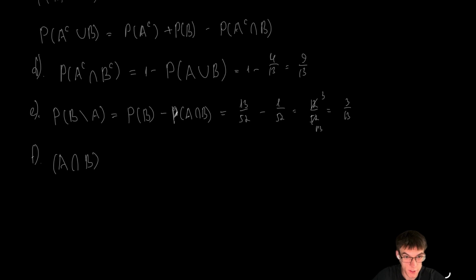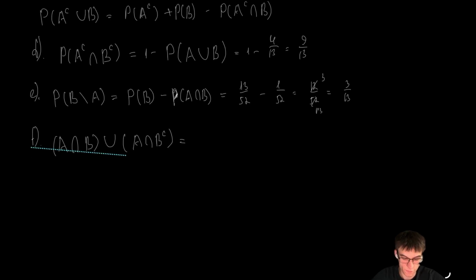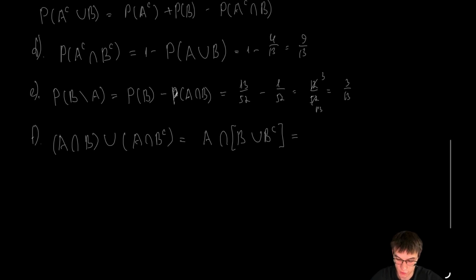All right, so this one is a little bit more tricky. A intersection B union A intersection B complementary. So first of all, you have to simplify this expression. You just have to factor out A. So that would be A intersection B union B complementary. In the same manner as you do with simple numbers, that's pretty much similar. This is called distribution. Same logic applies here. And so that would give us A intersection the sample space, which is the set A itself.